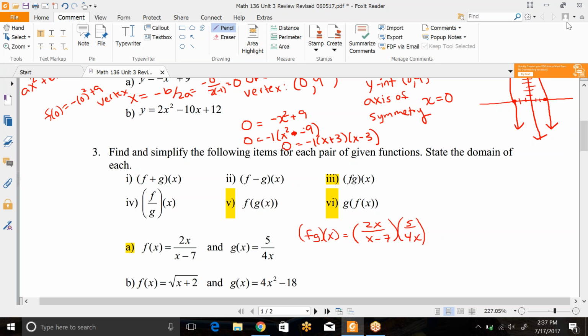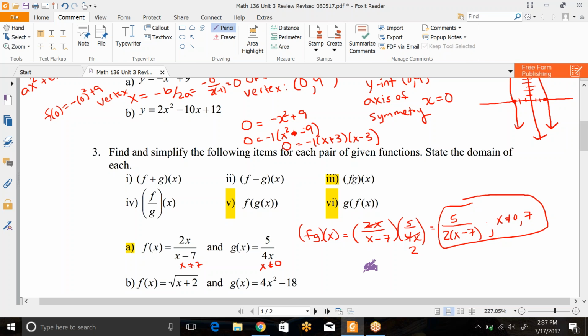So notice that there are some things that can reduce here. 2x and 4x can reduce. That would just leave a 2 in the bottom. So this is 5 over 2 times x minus 7. The domain for multiplication is the restrictions from both, or the intersection of the restrictions from both, which would be 7 and 0. So x cannot be 0 and 7. So there's the multiplication.